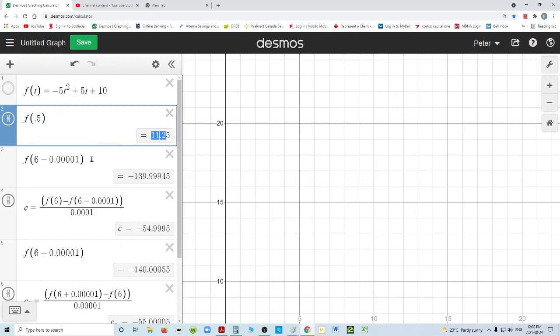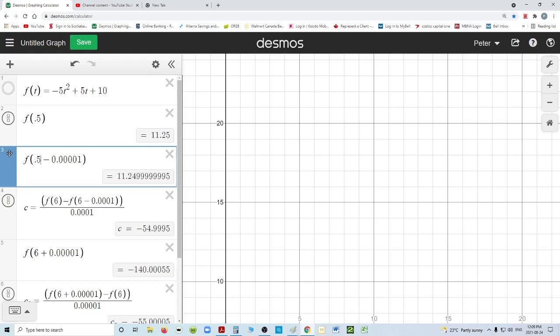Now, we could just take values left and right of that to figure it out. But we're going to do it using slope. So if that's the max height, the slope just to the left of it, since it's a maximum, should be positive and close to 0. And the slope just to the right of it should be negative and close to 0. So there's 2 ways I'm going to do it. I'm going to take f of 0.5 and I'm going to find a value just to the left of it.